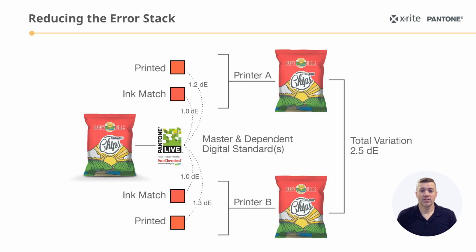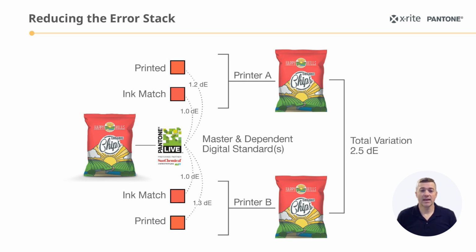When we start with a digital standard, or even better, a trusted dependent standard, the entire print process becomes more precise and predictable. Ink rooms can formulate colors more accurately, press rooms can achieve better consistency, and most importantly, every supplier, no matter where they are, will be working toward the same achievable color target.